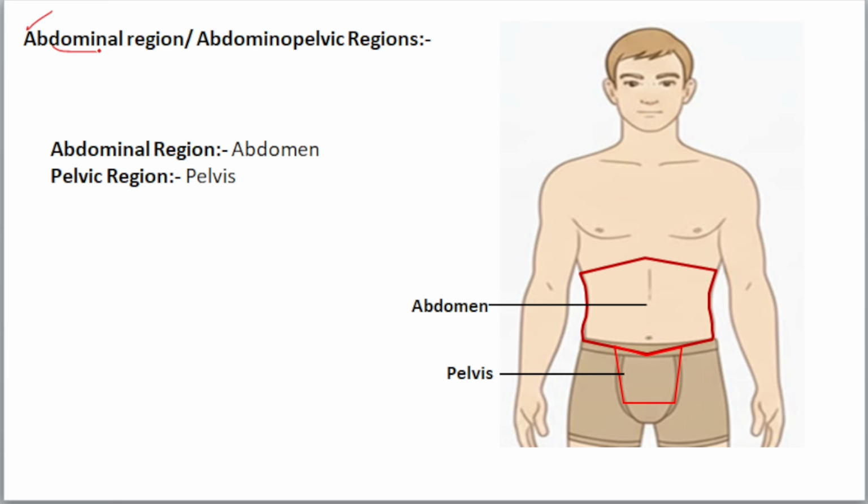So let's start with the abdominal region or abdominopelvic region. First, the abdominal region. The abdomen portion that is present below the sternum and below the thoracic region is called the abdominal region. Below this, the pelvis is present. The portion where the pelvis is present is called the pelvic region. In this video I will discuss both the abdominal region and the pelvic region.